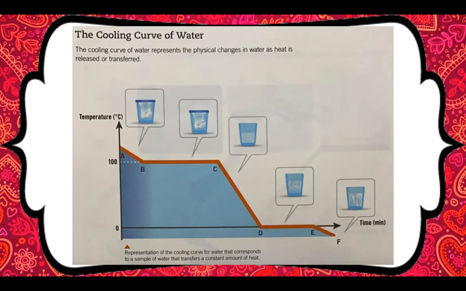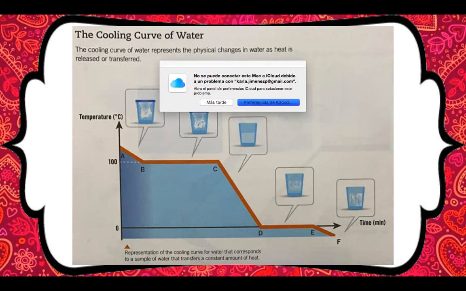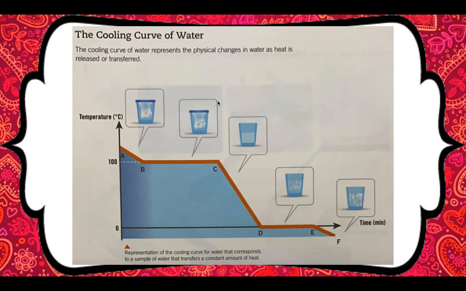The cooling curve of water. The cooling curve of water represents the physical changes in water as heat is released or transferred. Representation of the cooling curve of water that corresponds to a sample of water that transfers a constant amount of heat.